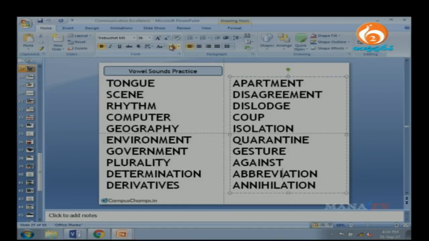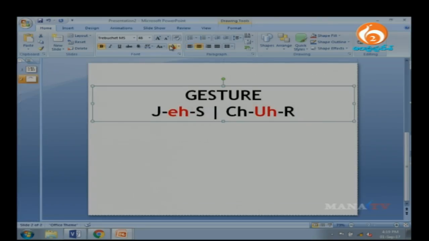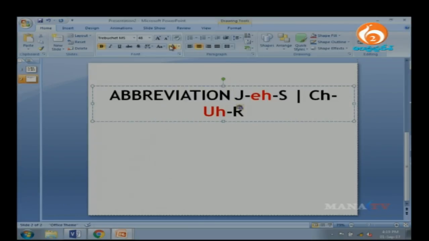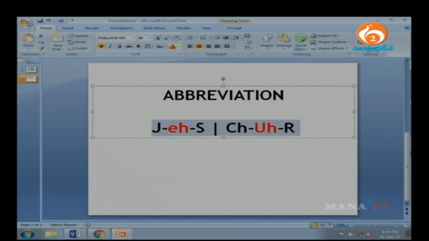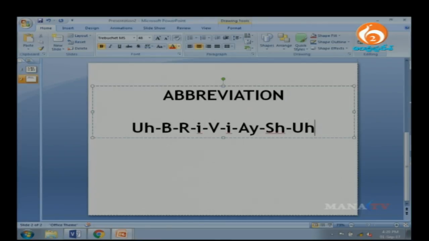Let's take another word which is abbreviation. Now let's break abbreviation. It starts with the a sound. A, b, ab, r. Now the question is: is it long vowel E sound or short vowel E? The answer is short vowel E. Abri, v, I, a, sh, a, n.